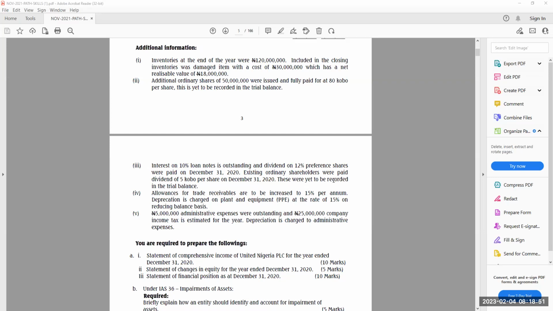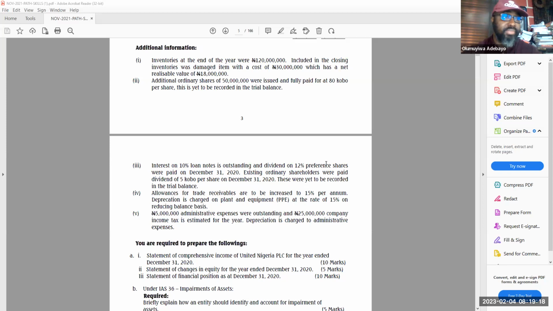You are required to prepare the following. One, Statement of Comprehensive Income of United Nigeria PLC for the year ended 31st December 2020. Two, Statement of Changes in Equity for the year ended 31st December 2020. And three, Statement of Financial Position as at December 31st, 2020. Thank you very much. We'll stop there, okay? The other aspects relate to a topic you've not covered. We just want to address now the presentation of financial statements.